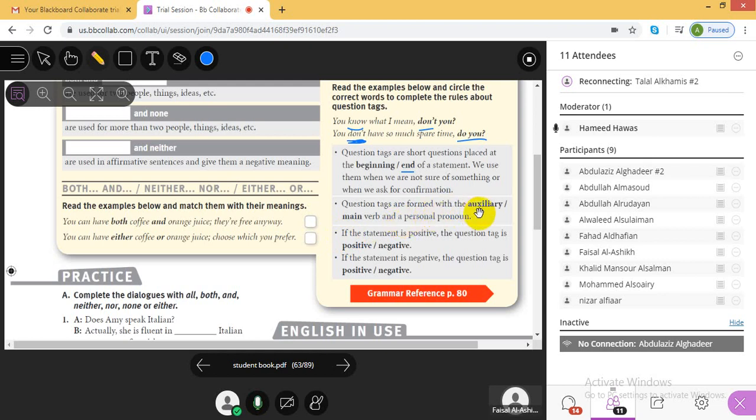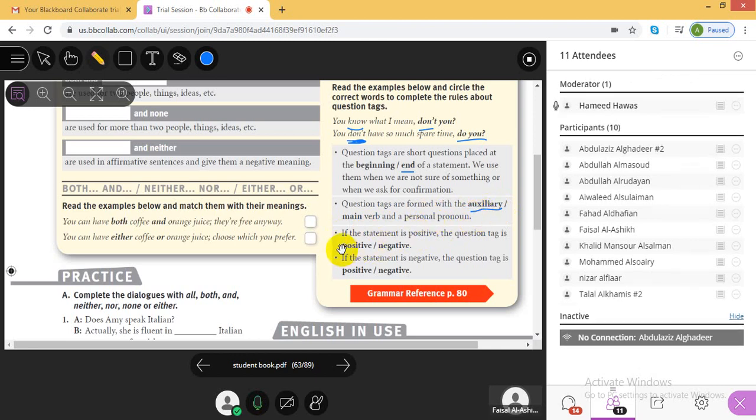Question tags are formed with the auxiliary verb, not the main verb. Auxiliary verb means فعل مساعد. If the statement is positive, the question tag is its opposite. Yes? So if it's positive, the second one will be positive also, or negative? Yes, negative. So it will be the opposite, right? If the statement is negative, is the question tag positive or negative? If it's negative, so the question tag will be positive. Yes.